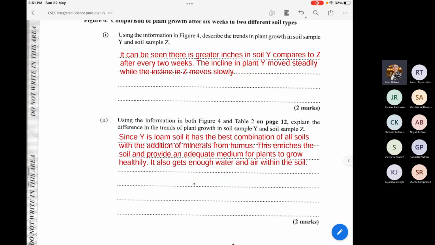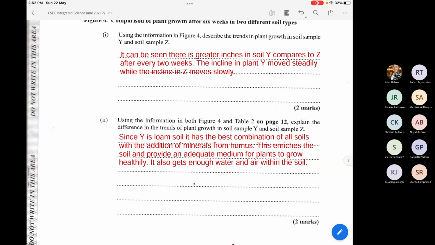Using the information in figure 4, explain the difference in trends of plant growth in soil sample Y and Z. So you have to explain the trend and talk about the components now. Since Y is loam soil, it has the best combination of all soils. It has a combination of sand and clay with the addition of minerals from humus. This enriches the soil and provides an adequate medium for plants to grow healthily. It also gets enough water and air within the soil.